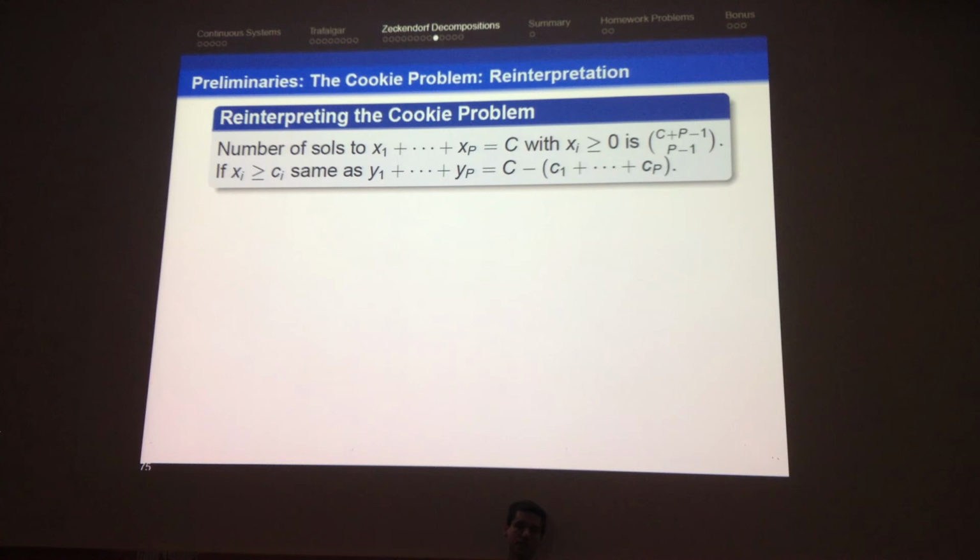Or maybe, you know, some people are younger and they cry more and you want to make sure that they get at least 2. You could put in different constraints.